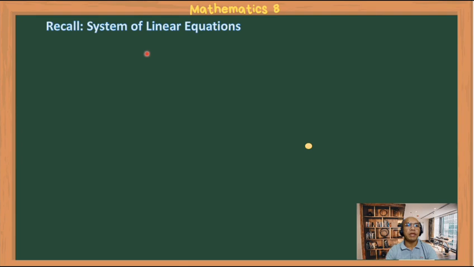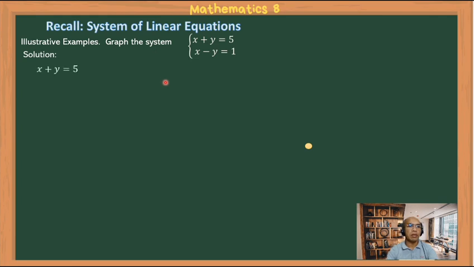In our previous video, we discussed system of linear equations. Let us recall how we are going to graph a system of linear equations. Suppose we have these equations: x plus y equals 5, x minus y is equal to 1. To solve this system, we will do it by graphical method. First, we are going to graph x plus y is equal to 5. Let's do this by the intercepts method.